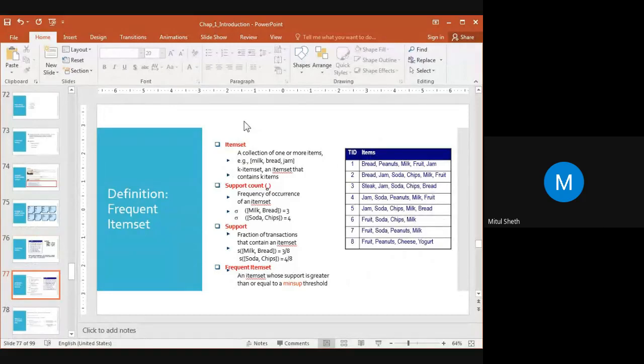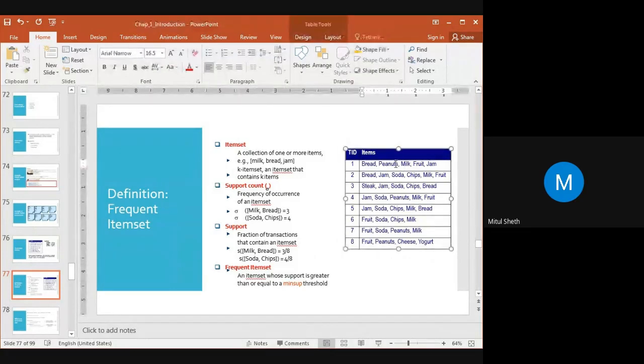Okay, now we discussed some basic definitions. One is the item set. What is the item set? It is the collection of one or more items in a single transaction. Those are known as the item set. So for the first transaction, the item set is bread, peanuts, milk, fruit, and tea. So in a single item set, we have n items, or k items. Okay, so those are known as the k item set. Here I have 5 items. So this item set is known as the 5 item set.